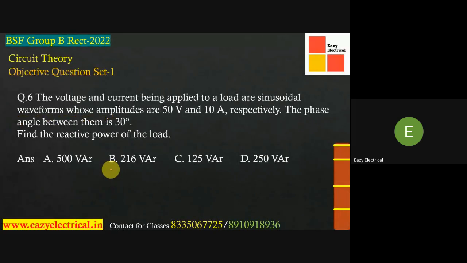Here it is saying, just read the question carefully. The voltage and the current being applied to a load are sinusoidal waveforms whose amplitudes are 50 volts and 10 amperes respectively. The phase angle between them is 30 degree. Find the reactive power of the load. They are asking you to find the reactive power. What is the value of reactive power?